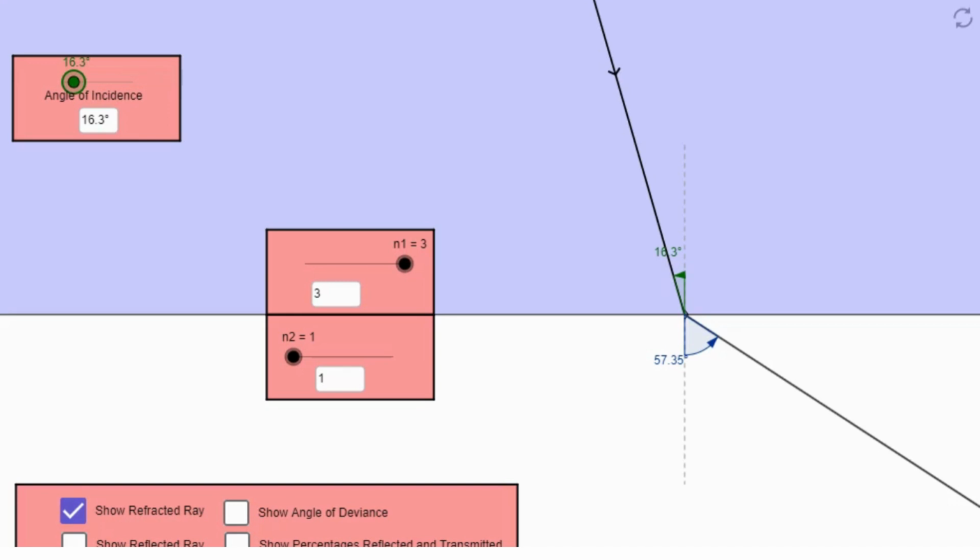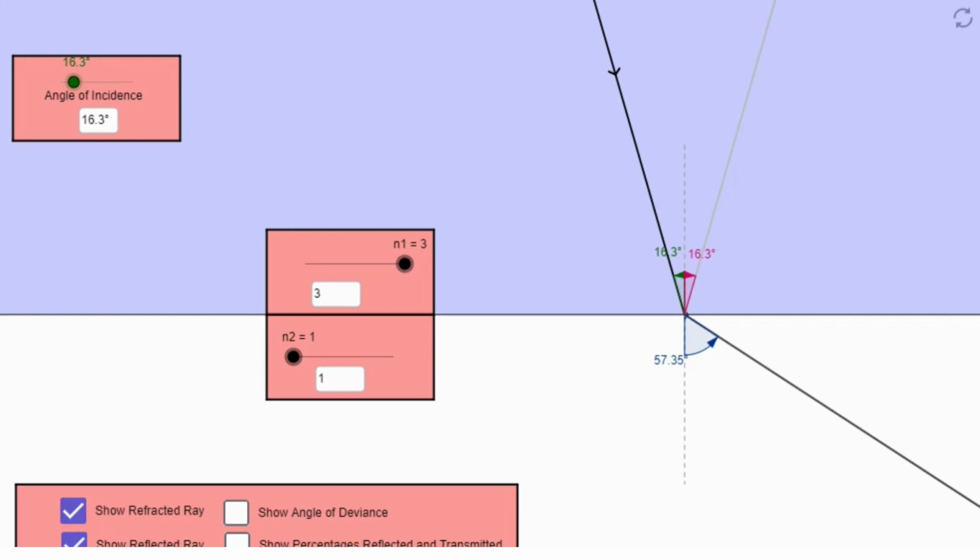So imagine what would happen if we increase further. But before that, when the light ray is transmitted from one medium to another medium, is there any reflection? Let us check. Now observe carefully. The angle of incidence and angle of reflection are always equal according to the laws of reflection. So both the values are 16.3 degrees.